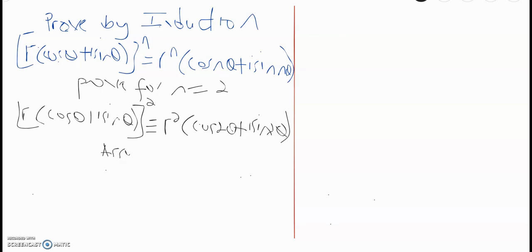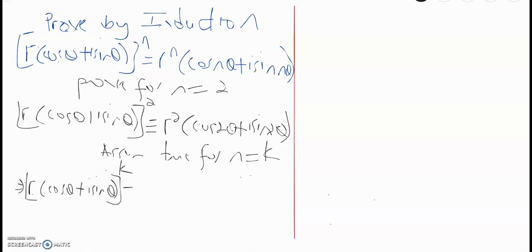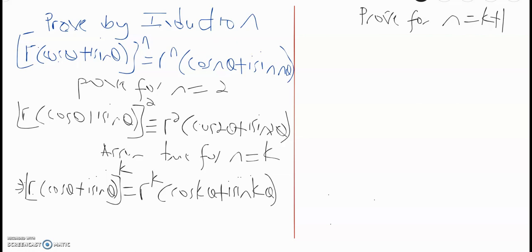So we assume true for n equal k. So what am I assuming? I am assuming that if I have r into cos theta plus i sine theta, and all this is raised to the k power, then what I'm going to end up with is r to the k into cos k theta plus i sine k theta. Good. Now that we have our assumption, we want to prove for n equal k plus 1.